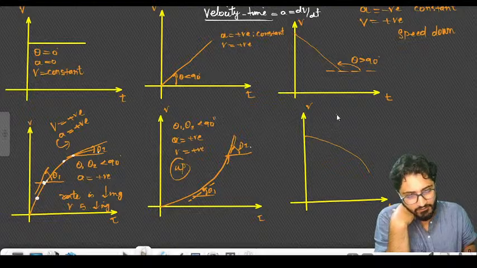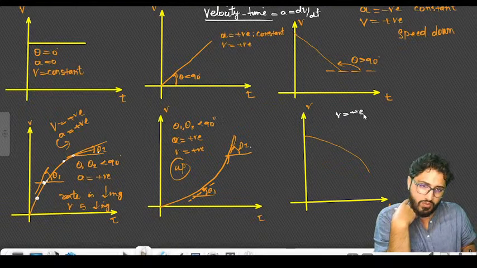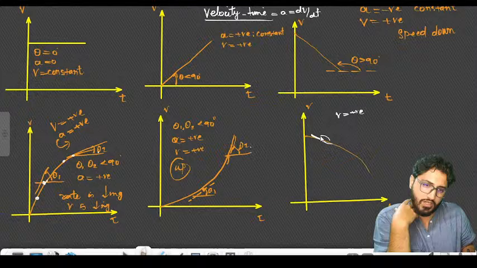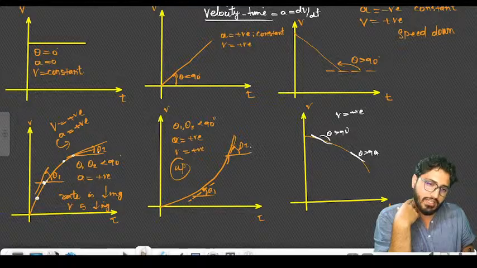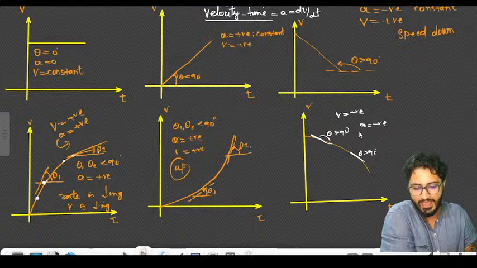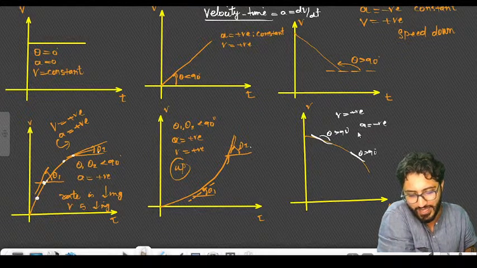Look here, velocity is positive, but you can see, look now, theta is more than 90. Theta more than 90. That means A is negative. V is positive.